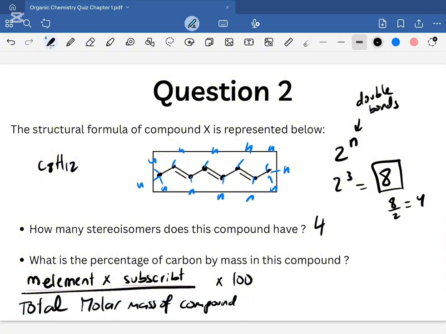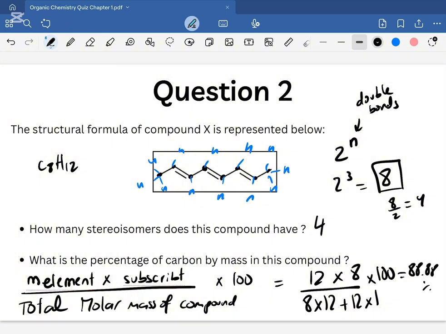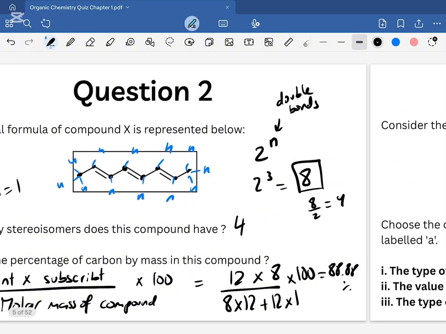Now the mass of the element, which is carbon, is 12, and we have 8 carbons, so it's 12 times 8. And we're going to divide by the total molar mass, which is 8 times 12 for the carbon, plus 12 times 1 for the hydrogens, and we're going to multiply this by 100, and we're going to get an answer of 88.88%. And this is the percentage of carbon by mass in this compound, because the molar mass of carbon is equal to 12 and the molar mass of hydrogen is equal to 1.